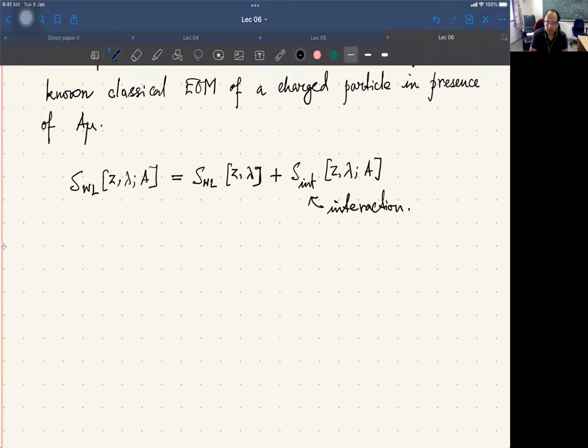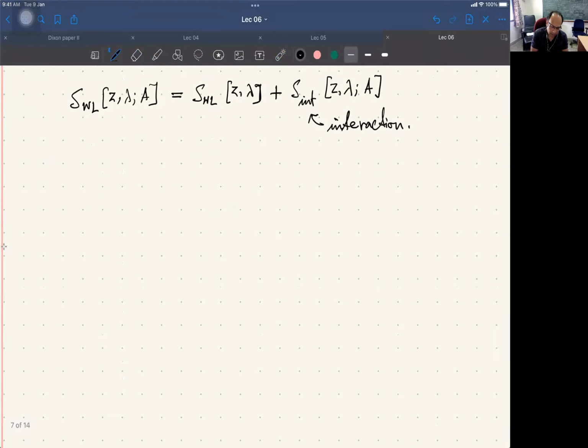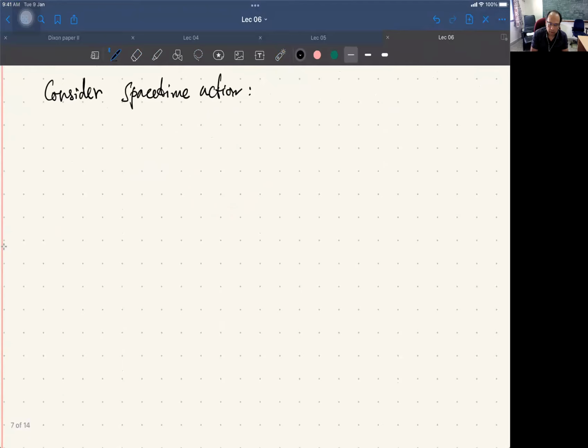How do we find the interaction? To find the interaction, let's consider the space-time action. What is the space-time action? The space-time action has all these fields, right? Z, lambda, and A, all on equal footing. They are all fields.